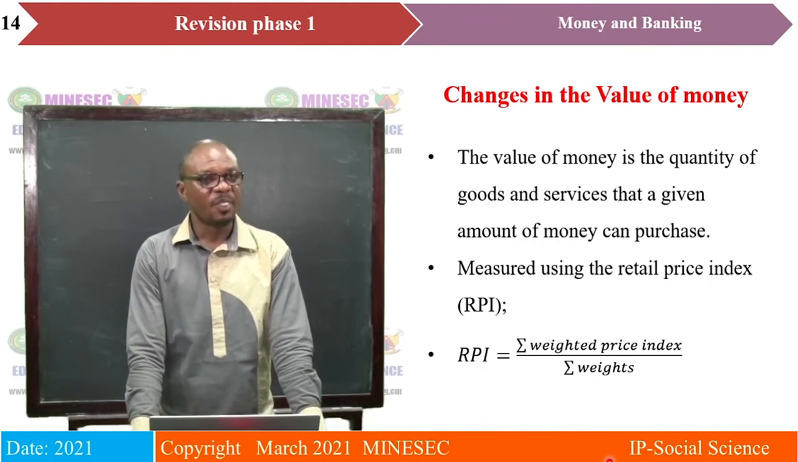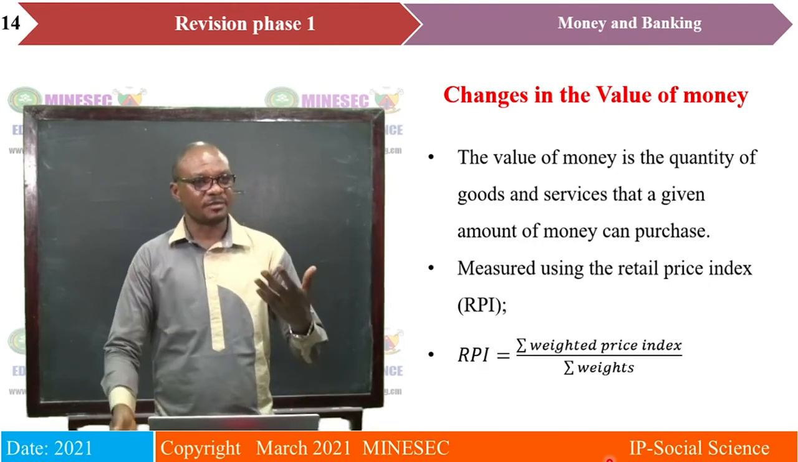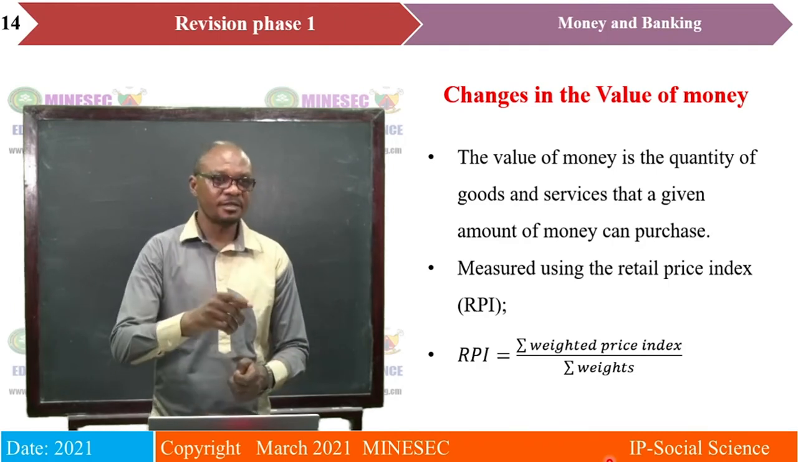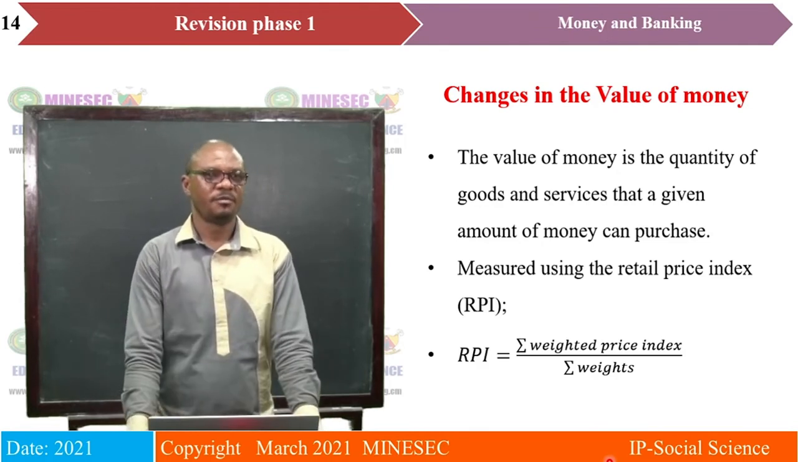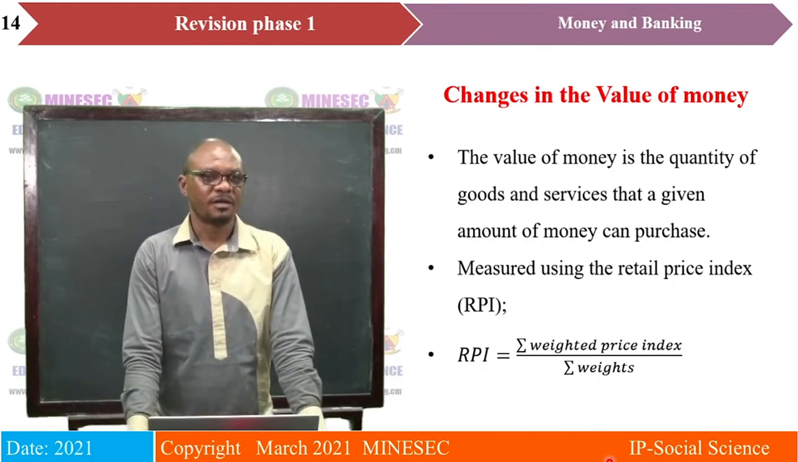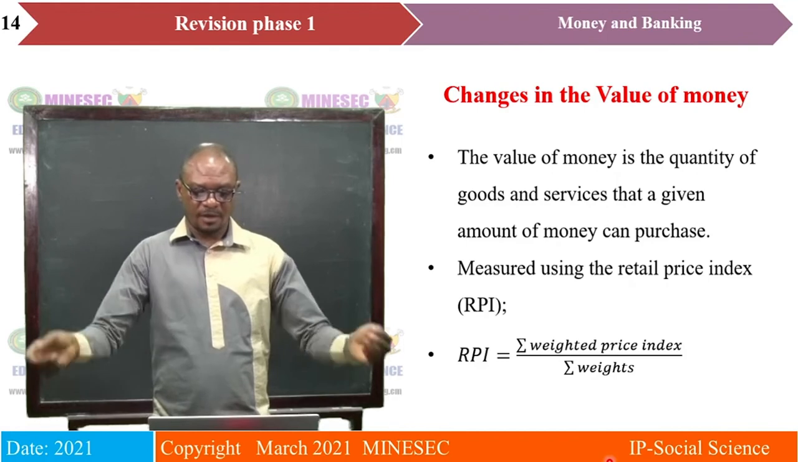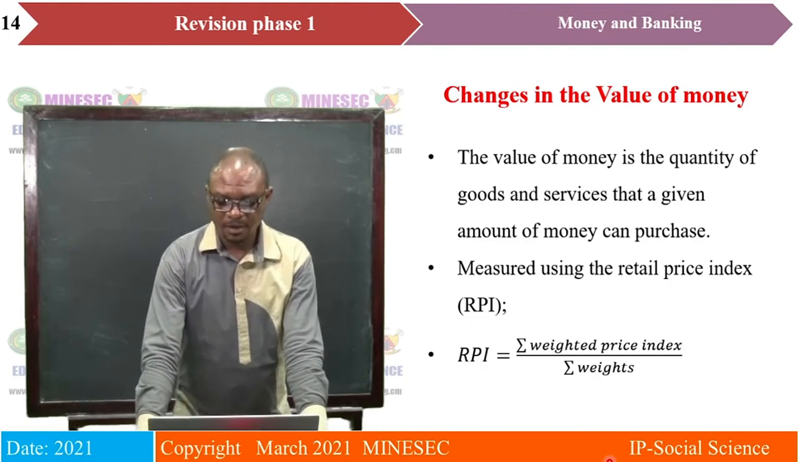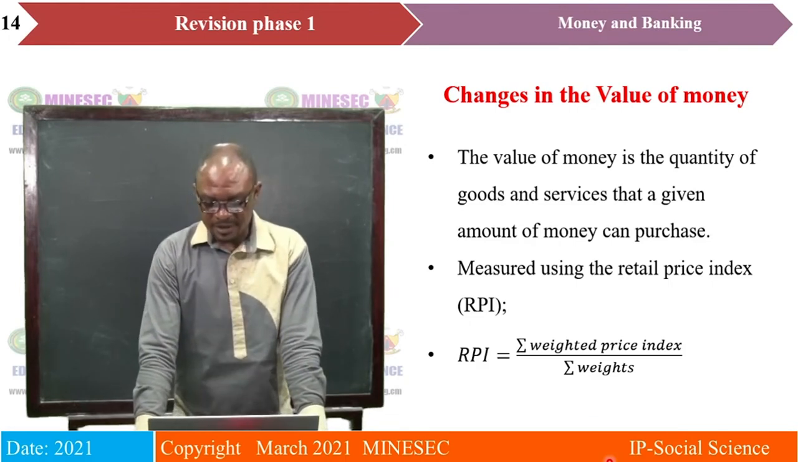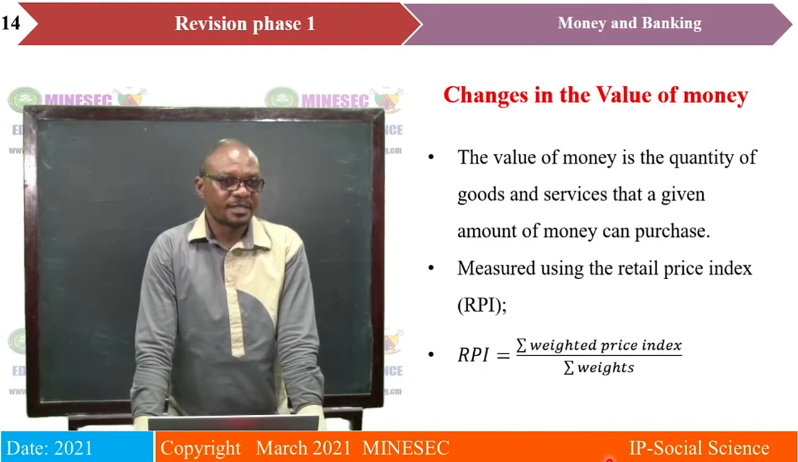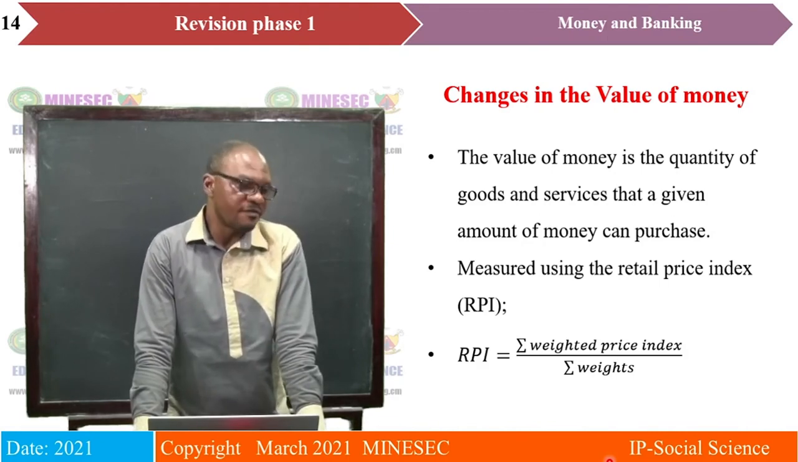The value of money varies inversely with price level. When the price level of goods and services is rising, the value of money is falling. And when the price level is falling, the value of money is rising. That's what we mean by the value of money varying inversely with average price level. And of course, the value of money is measured using the retail price index.